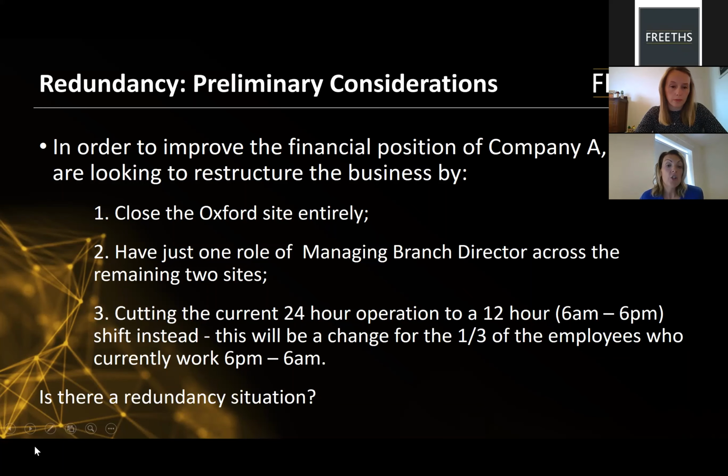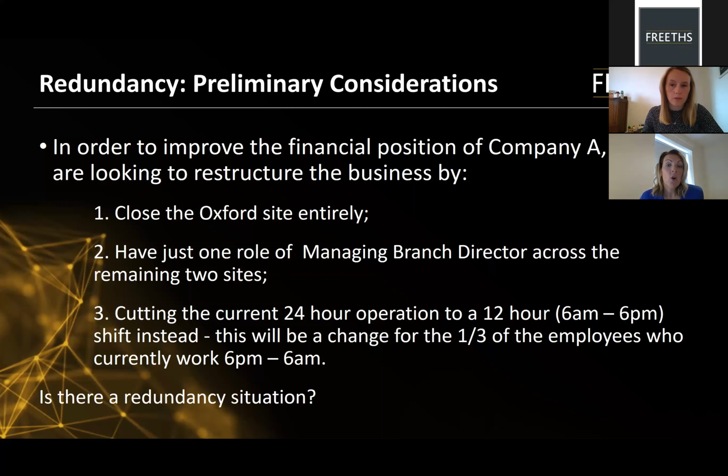And this is where you need to turn your mind to the legislation, which is contained within section 139.1 of the Employment Rights Act, which sets out 3 situations which amount to a redundancy. Firstly, a business closure. I think that's relatively straightforward, where it's a full-on business closure. Next, you might have a workplace closure, where there's a closure of one of several sites or a relocation of a site. And then lastly, the diminished requirements of the business for employees to do work of a particular kind. So I think if you look at those 3 situations, clearly closing the Oxford site entirely is going to satisfy that definition of redundancy.